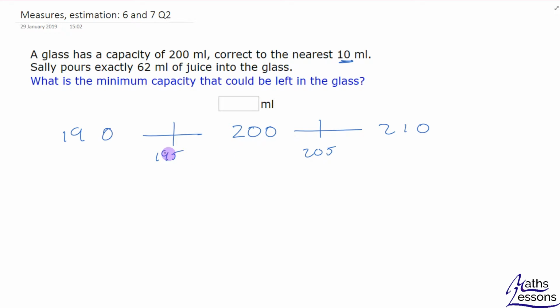What's the minimum capacity? So the minimum capacity that could be left in the glass is going to have this value minus the 62. So take 2 away from the 5, leaves you 3, 6 away from 5, and that leaves 103.